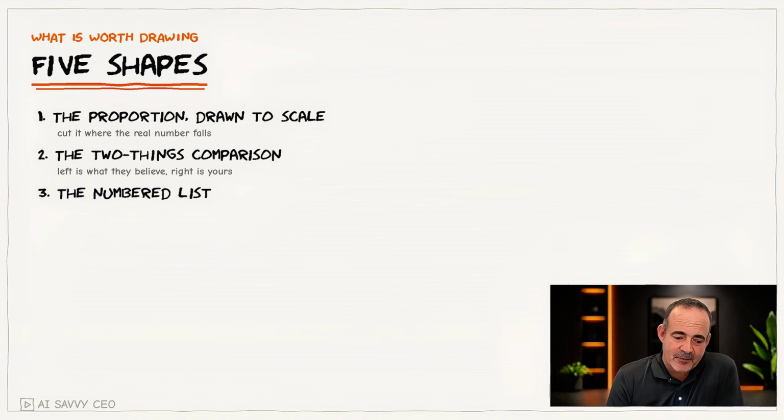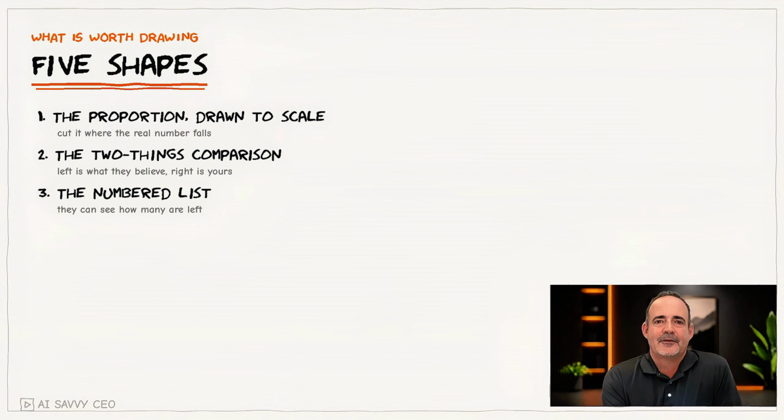3. The numbered list. Three or four items, arriving one at a time as you say them, with the payoff line in the accent color and underlined. Sounds boring. It is the single highest retention graphic I make because the viewer can see how many are left and knows exactly how long to stay.